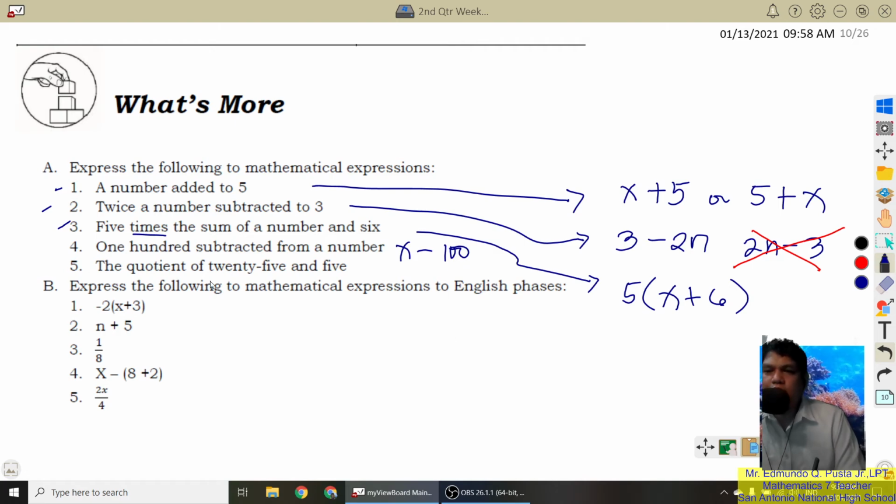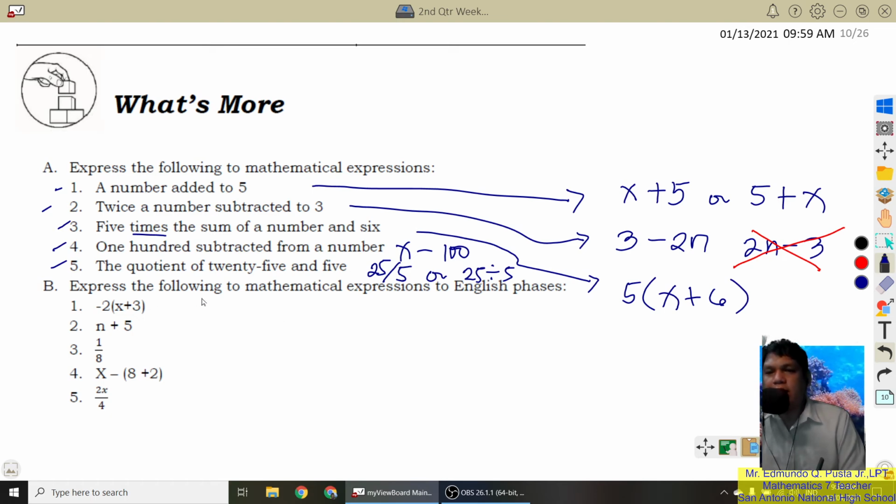Next one. The quotient of 25 and 5. So, the quotient will be 25 divided by 5 or simply 25 divided by 5. Okay? So, sa translation from English, hindi natin sinasagot actually, no? Tinatranslate lang natin into mathematical forms. This is important in problem solving. Okay? So, meron tayong problem, you're going to translate it into mathematical form para alam natin kung paano natin isa-solve.